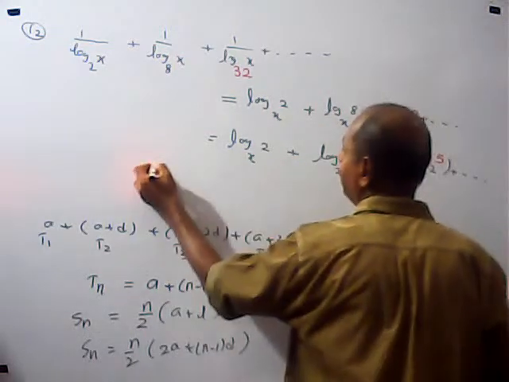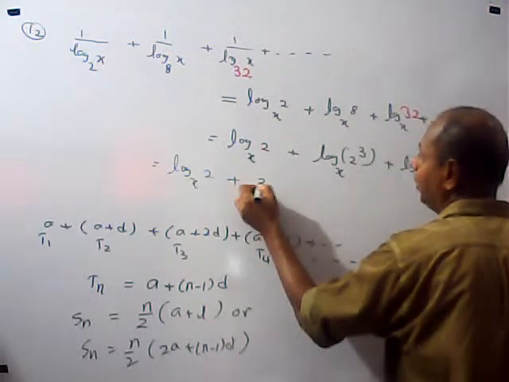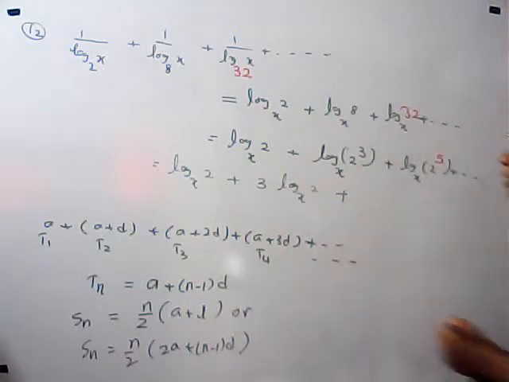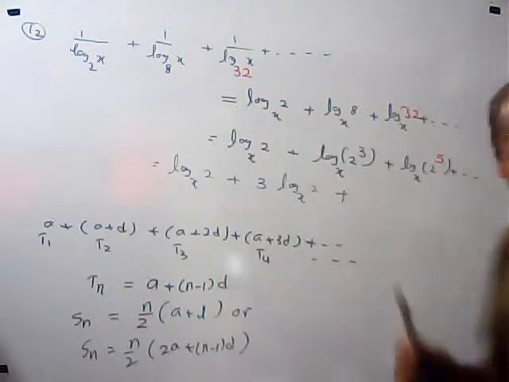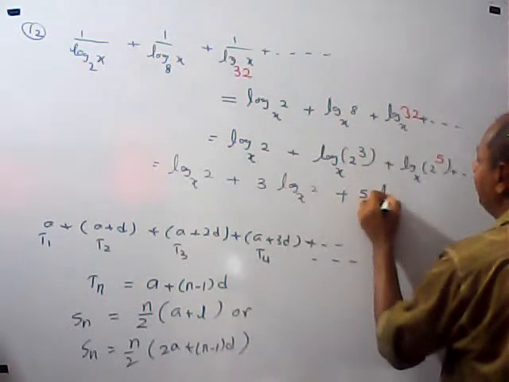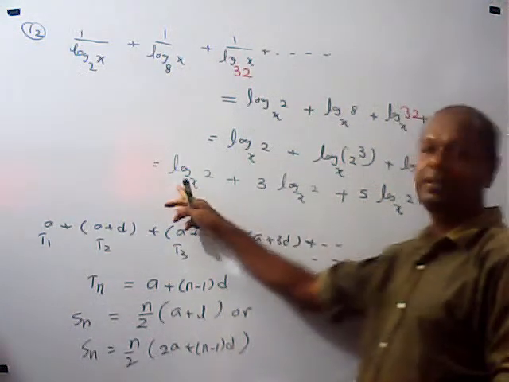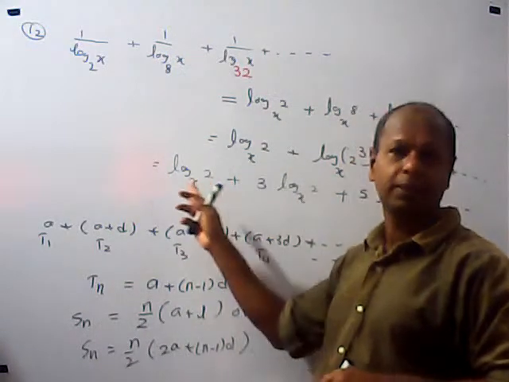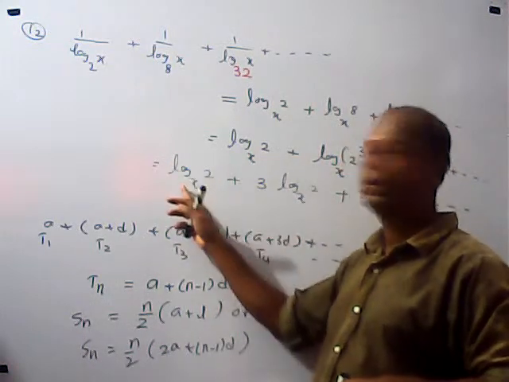So you can write this as log base 6, this 3 will come forward, 3 log x base 2. Then 5 will come forward, log base 6 2 and so on. So A is clearly seen. Oshad, A is clearly seen. This has to be A.